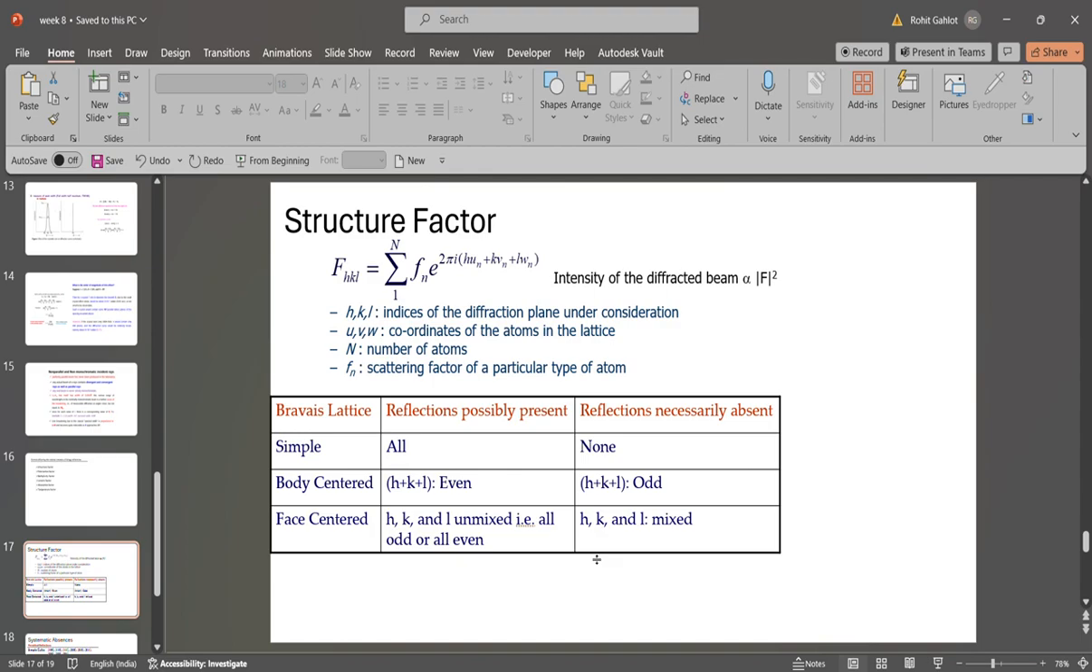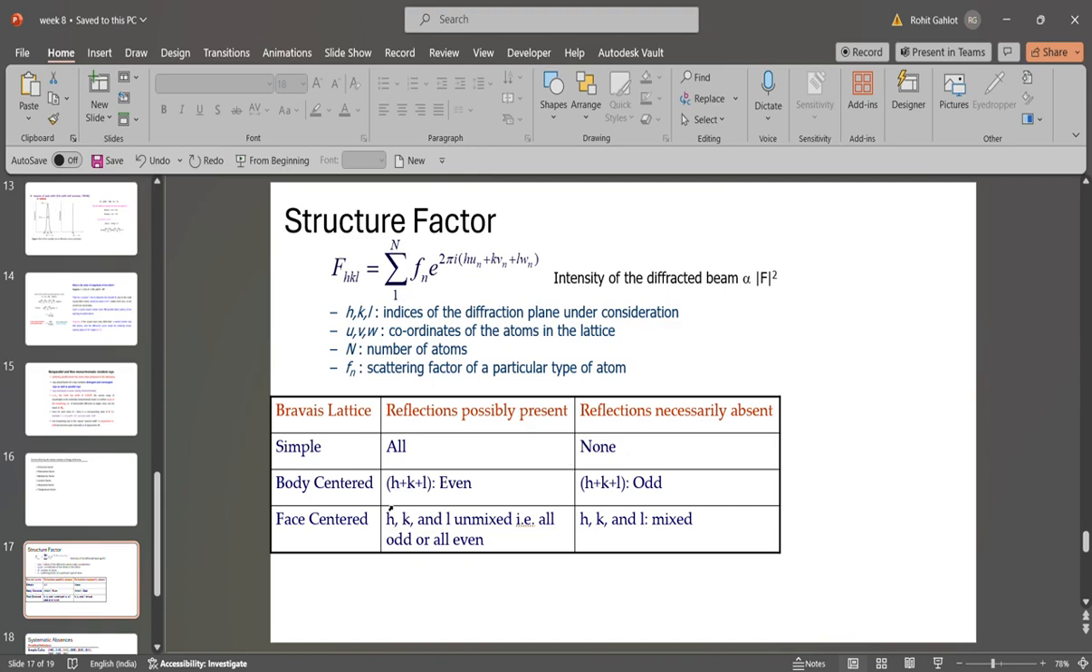So if we talk about the structure factor, it is given by F_hkl, the summation of the scattering factor f_n of a particular type of atom times e to the power 2 pi i (hu plus kv plus lw). And for simple cubic, reflections are possibly present from all the planes, and no reflection is necessarily absent.